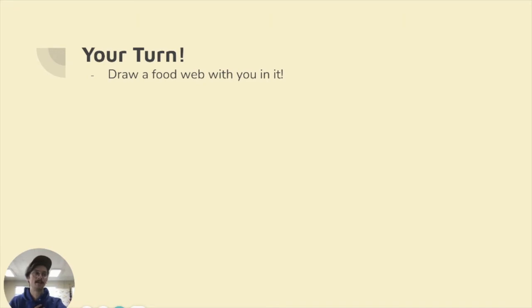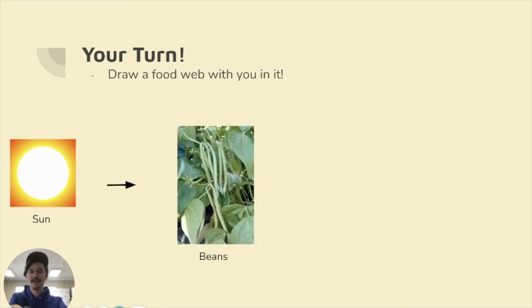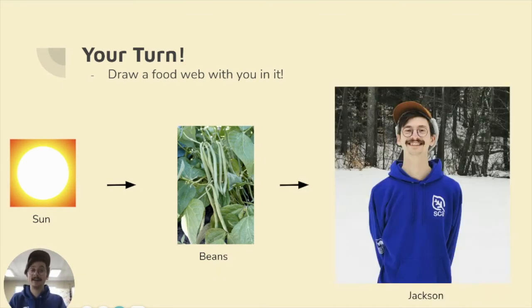I, for example, really like to eat beans. So here's an example of what my food web would look like. It starts with the sun, as they always do. And then you may not know this, but beans grow in pods that look like this. And then here's me. So take a minute and draw your food web, and then go ahead and share it with the class so that everyone can see what everybody's food web looks like.